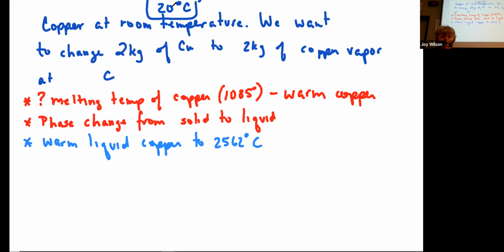So we're going to warm it to its melting point, or to its boiling point, and then we're going to do what to it? Hey, we're going to phase change it again.